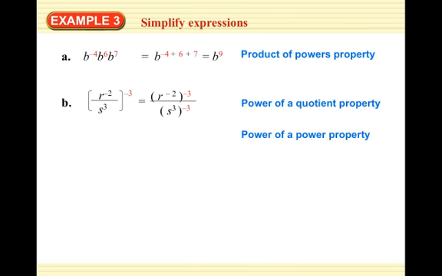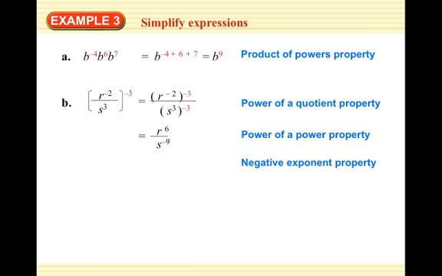So now we're going to use the power of a power property, where you multiply your exponents whenever you have one base raised to one power and then to another. So we'll have r to the negative 2 times negative 3 is positive 6. And then we have s to the 3 times negative 3, so that's s to the negative 9th power.